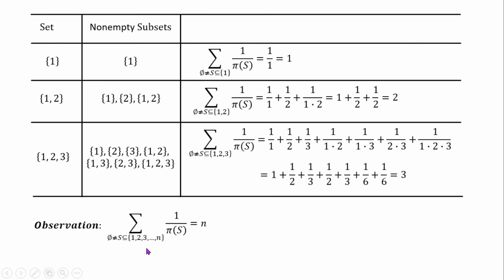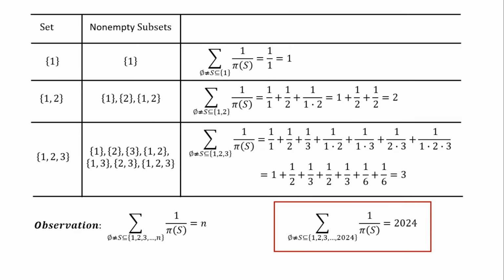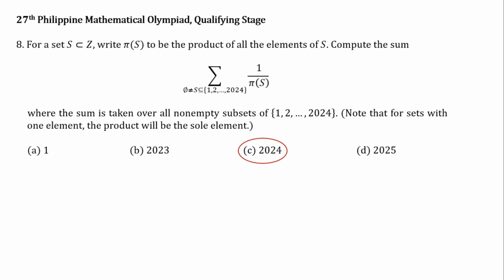So if the elements of the set are numbers 1, 2, 3 up to n, the value of the sum is equal to n. Now you can prove this one by induction if you want to study this one further, but I will not present it. I'll just leave it as an exercise. So with this observation, we say that the answer to the problem is 2024, since the set that we are considering has elements 1, 2, 3 up to 2024. So the value of the indicated sum is 2024, and so the answer is answer choice C.